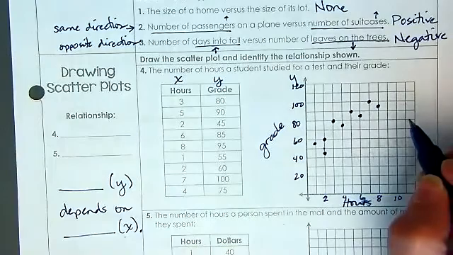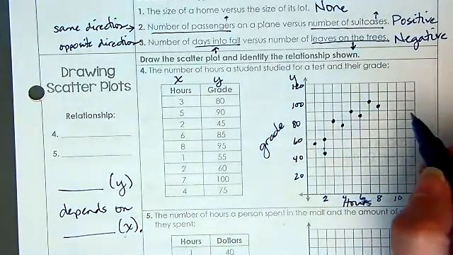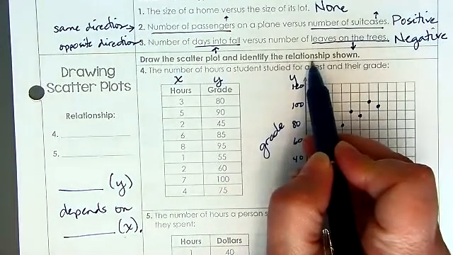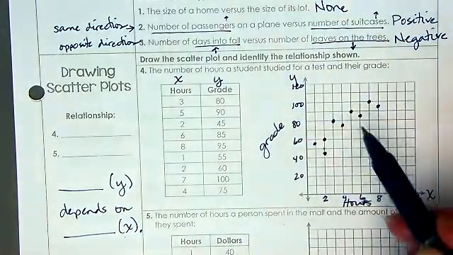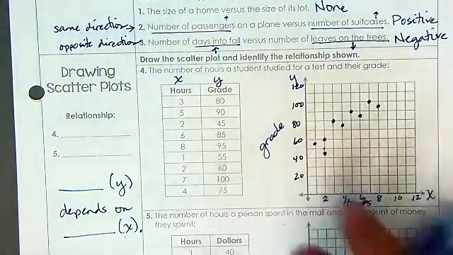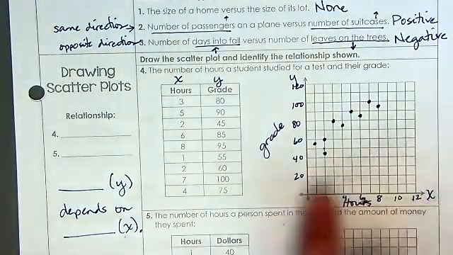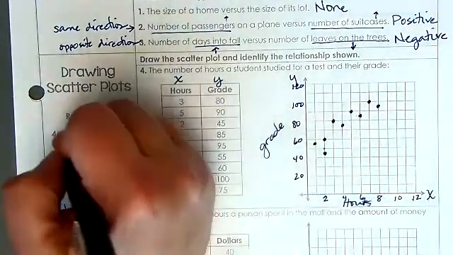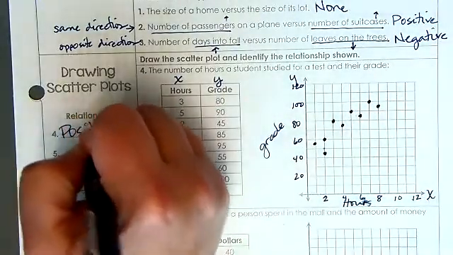Okay, so now I'm looking at this and I need to determine, draw the scatter plot and then identify the relationship. I need to tell whether it's positive or negative. Well, as I look at this and I read, the more hours that I study, the higher my grade is. It goes in that uphill direction. So therefore, this one is positive.